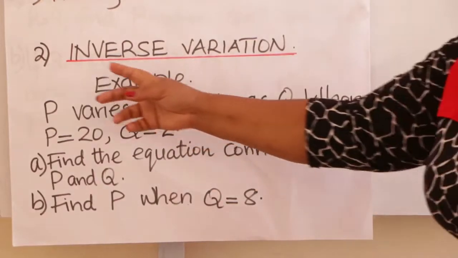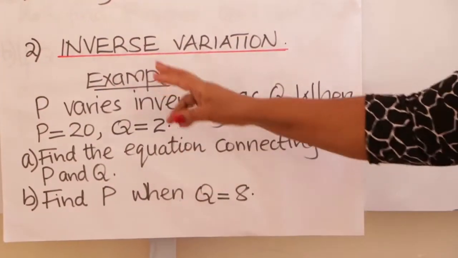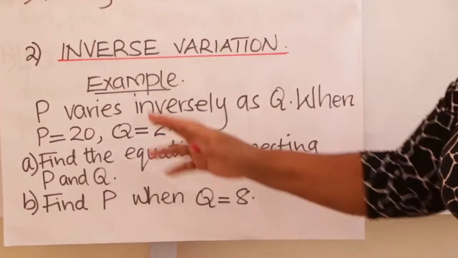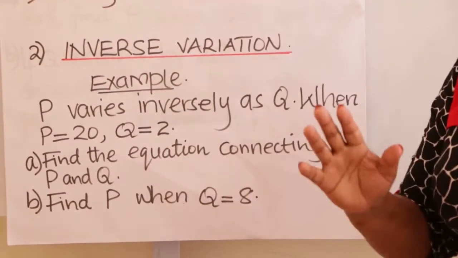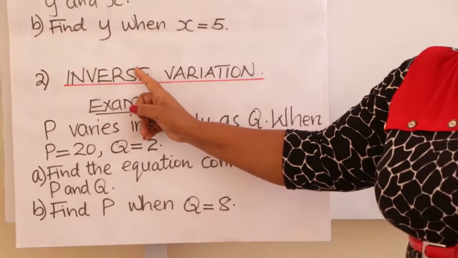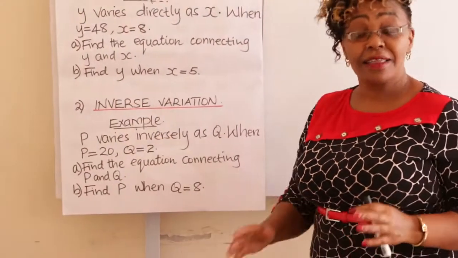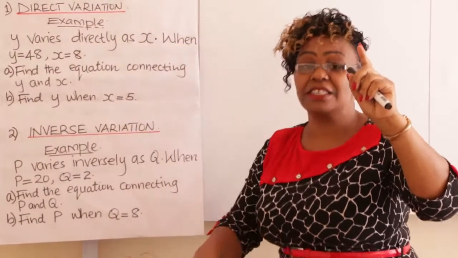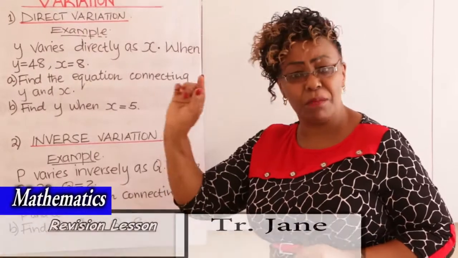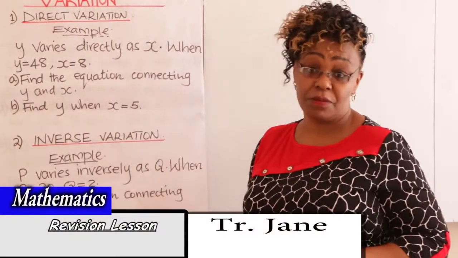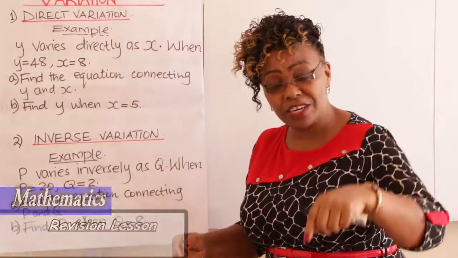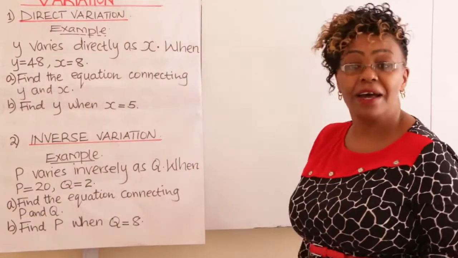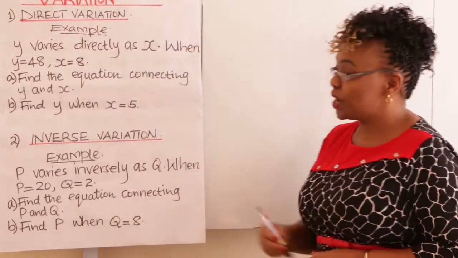So learner, the second type of variation is called inverse variation. When you say that two quantities are varying inversely, what do we mean by that? Learner, that means that when one quantity is increasing, the other one is decreasing, but at the same rate. Or vice versa. When one decreases, the other one is increasing, at the same rate.